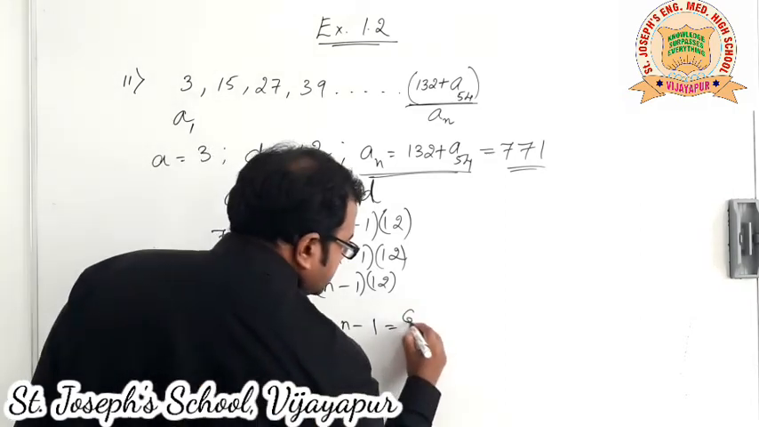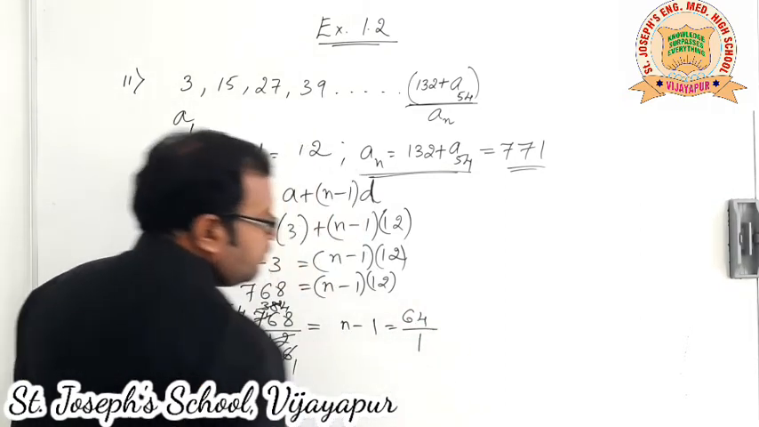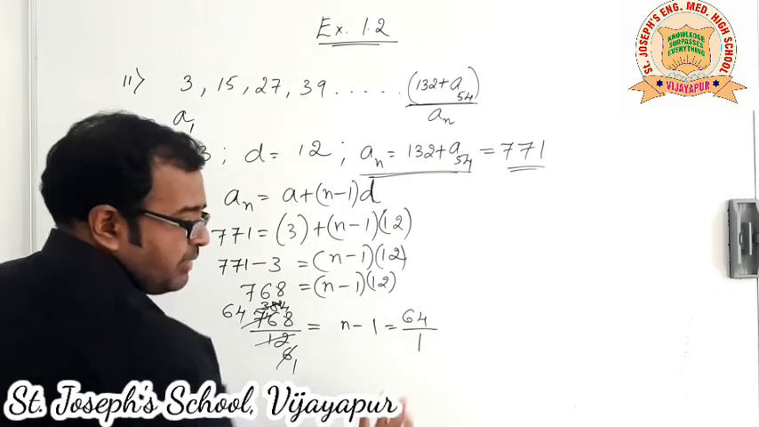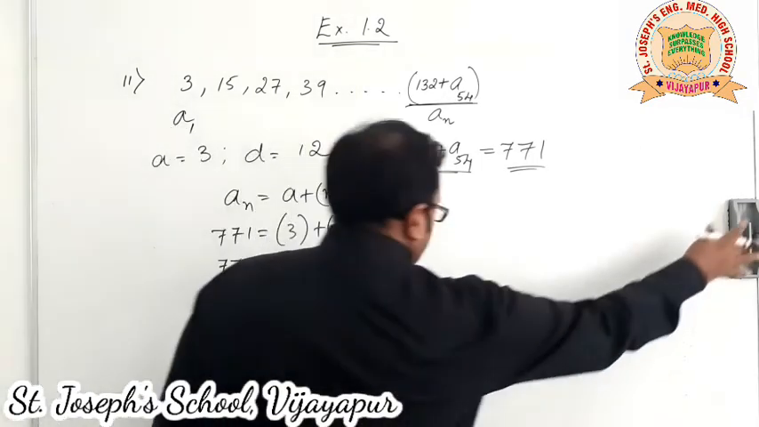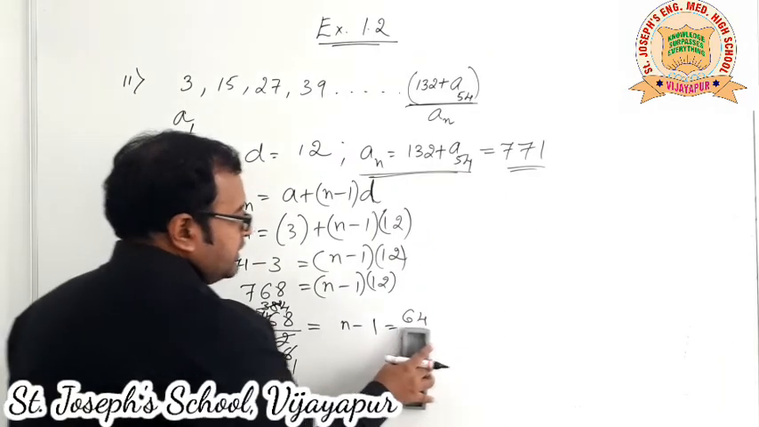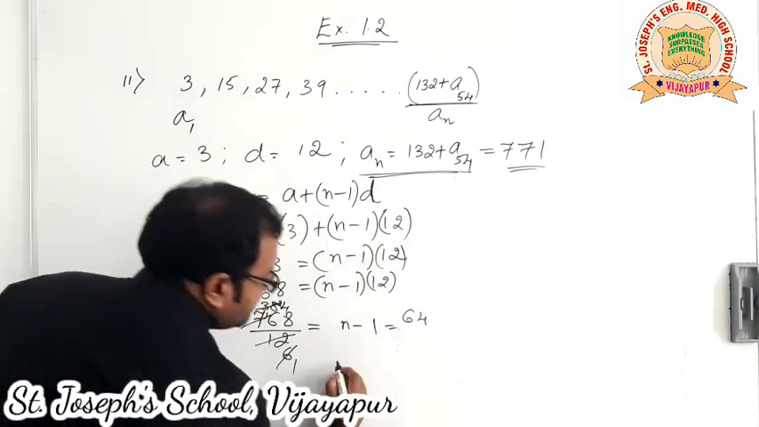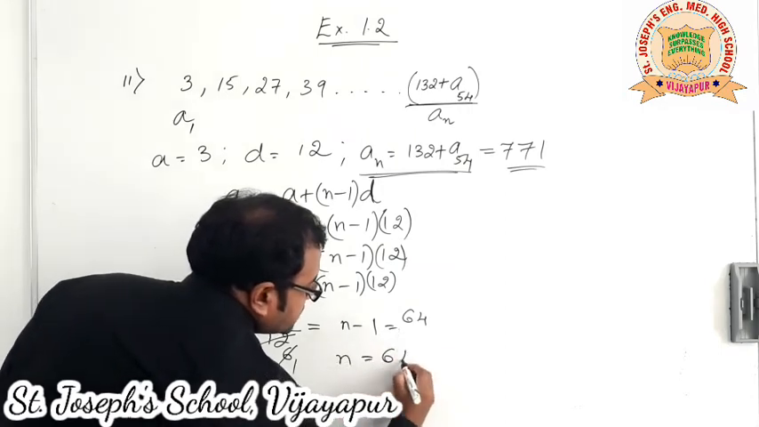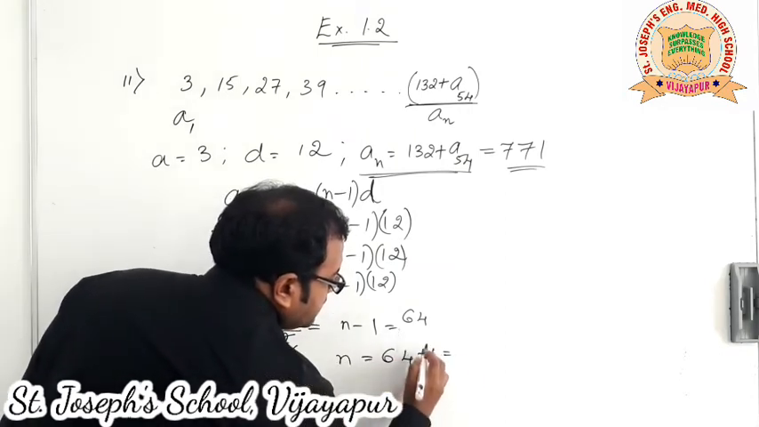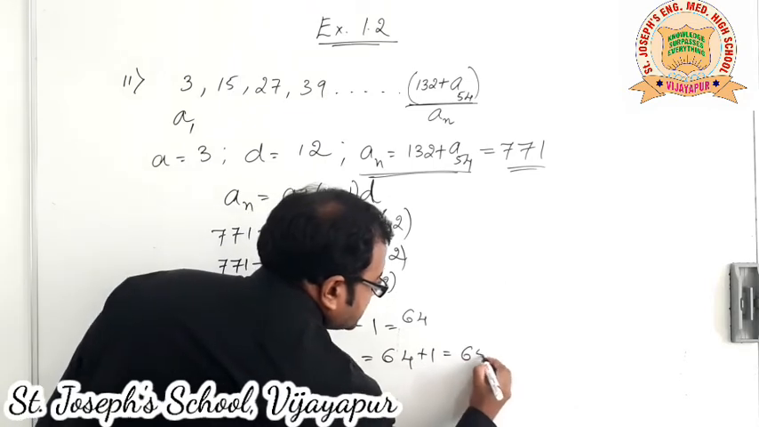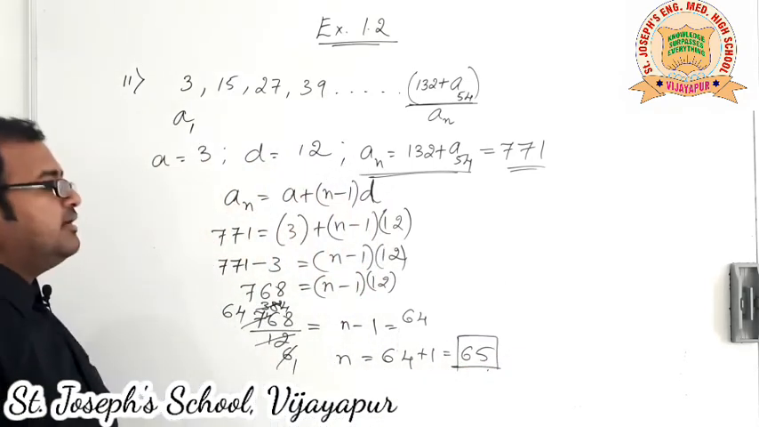So this is equal to 64 upon 1. Division by 1 we can always neglect, we can write it as 64. So answer is N minus 1 is equal to 64. Minus 1 goes to the other side, becomes plus 1. So 64 plus 1 is equal to 65. We got the answer, 65.